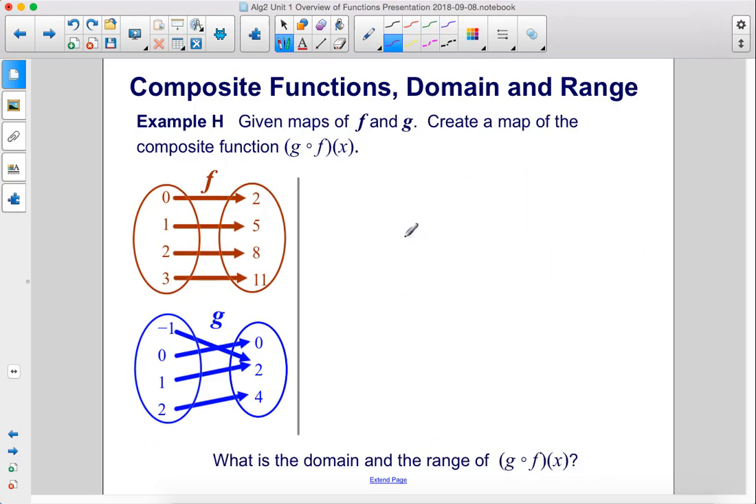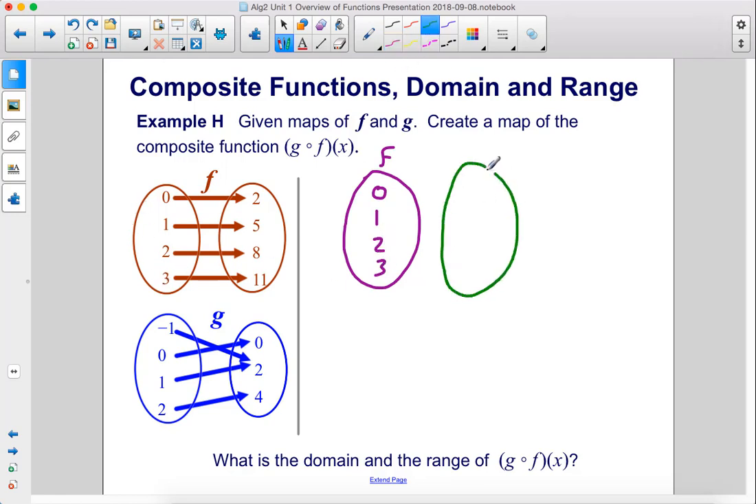Example H. Given maps of f and g, create a map of the composite function g of f of x. So first, let's start with all of our possible f inputs, which are 0, 1, 2, and 3. Then let's make a little bubble here of all of our possible g inputs, and those are -1, 0, 1, and 2. So now let's see if any of these map to any of these. So 0 maps to 2, so yes, we can map that there.